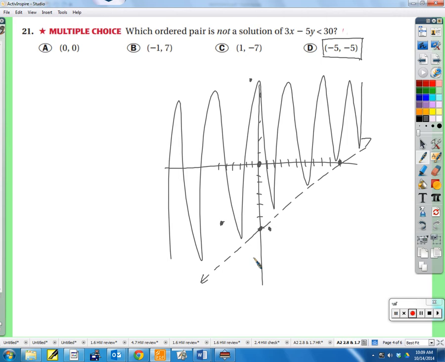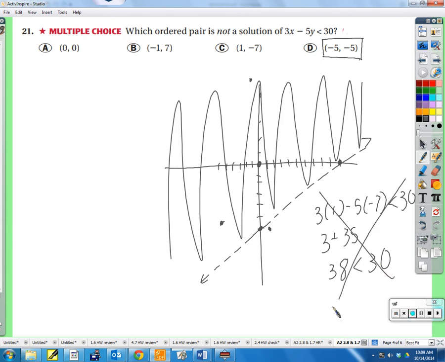The other one that's kind of iffy, just by the picture itself, is this one. And like Brendan said, you can just try it out. Just plug it in, and if it makes it false, then your suspicions were true, and 1, negative 7 is not a solution. Let's try that. 3 times 1 minus 5 times negative 7, is that less than 30? We got 3 plus 35, that's 38. That's not less than 30. It's false. So definitely not a solution, and we're only looking for which ordered pair is not a solution. There's only one. That one clearly is not. So we found it.